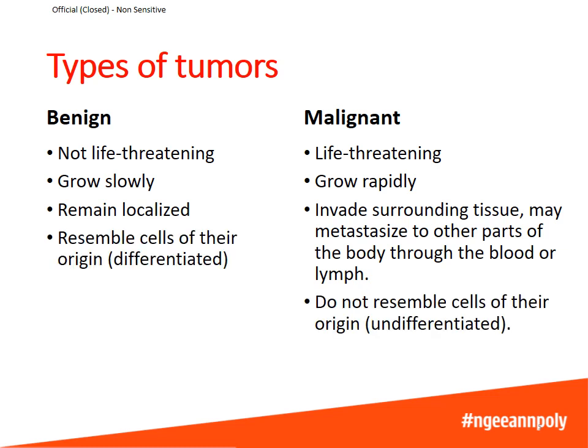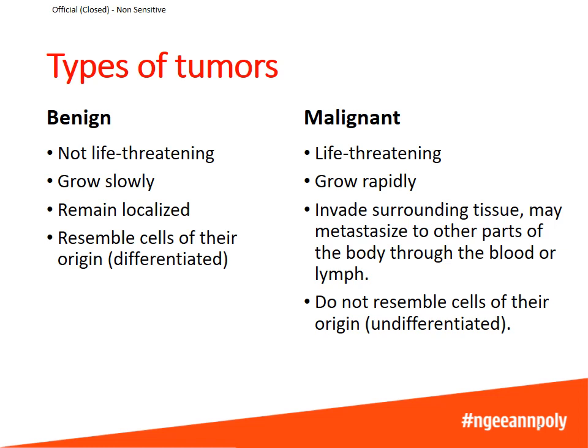If you take a look at the cells under a microscope, benign tumors resemble cells of their origin. For example, if it was a skin tumor, let's say a benign skin tumor, you look at it under a microscope, you would see that the tumor cells would look similar to normal skin cells, meaning to say that they are differentiated or they are specialized into the type of cells, which is in this case skin cells.